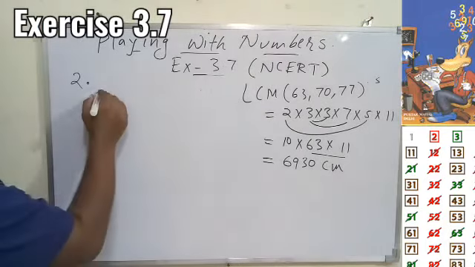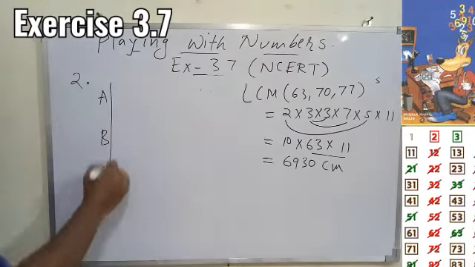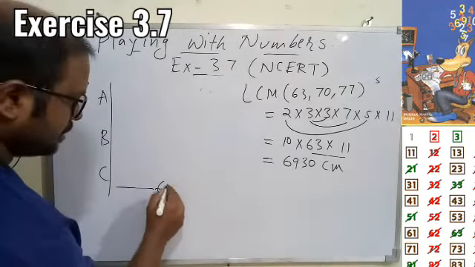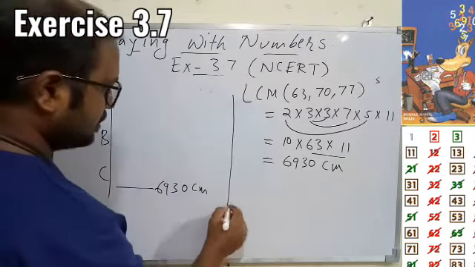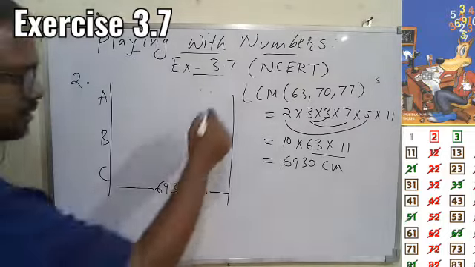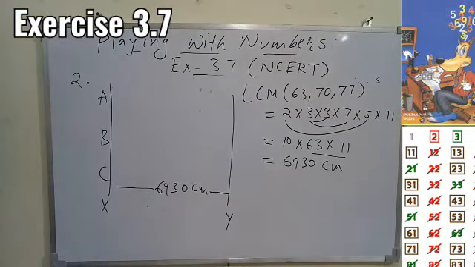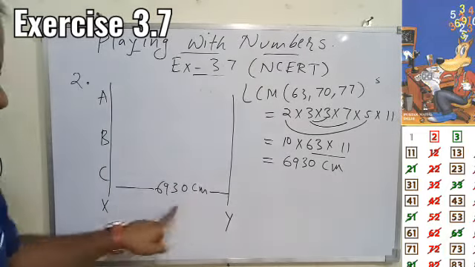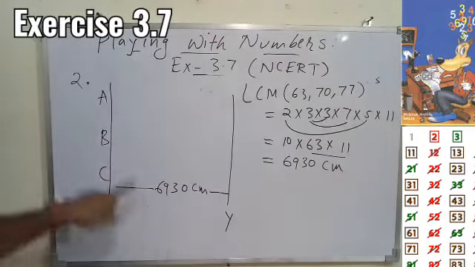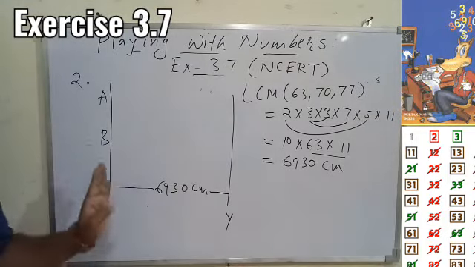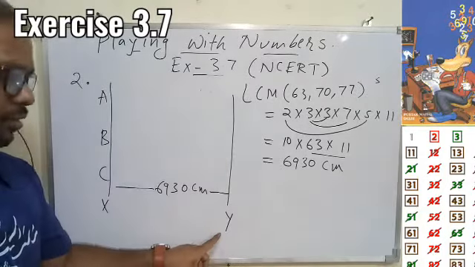So the meaning is, if they all start from A, B, all the three start with a particular point. So after the distance 6930 centimeter, let this point be Y and let this point be X. So this line at the distance of 6930 centimeter is the line on which all the three will put their step. Means they will be able to complete the steps at a particular line.